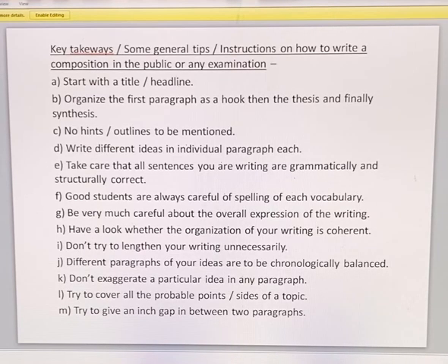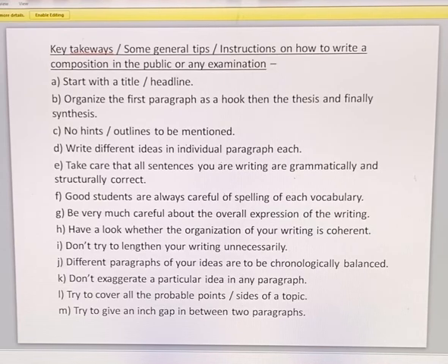Don't try to lengthen your writing unnecessarily. There are some students who have a very false idea that if they can write down so many pages in the public examination or in any examination, they would be able to get very, very good marks. This is a wrong notion, a wrong idea. You need to write to the point. You need to write according to the demand of the topic. That is why you need not lengthen your writing unnecessarily.